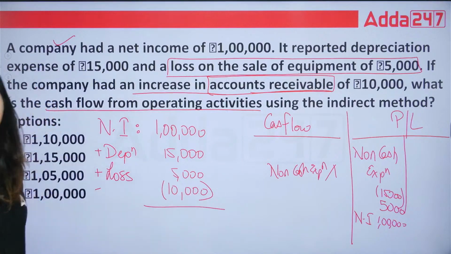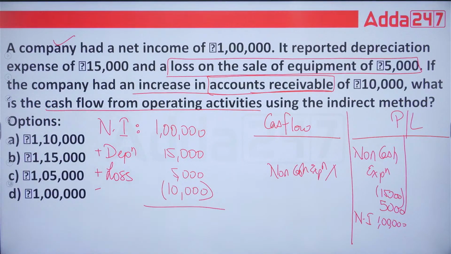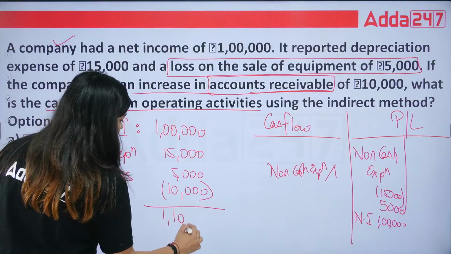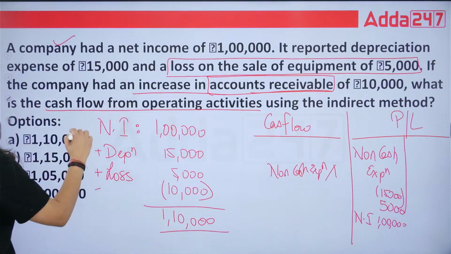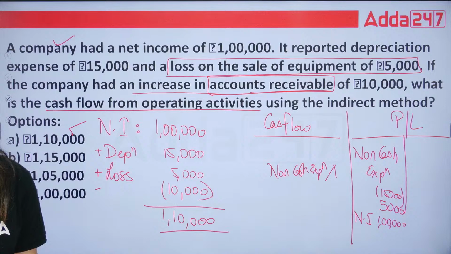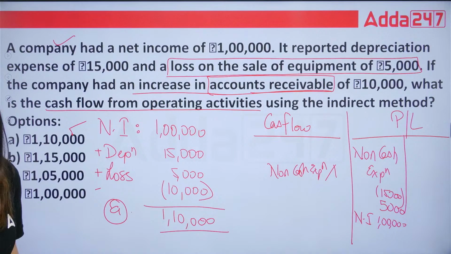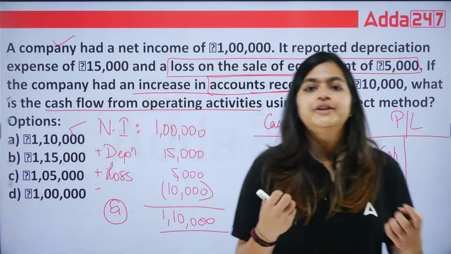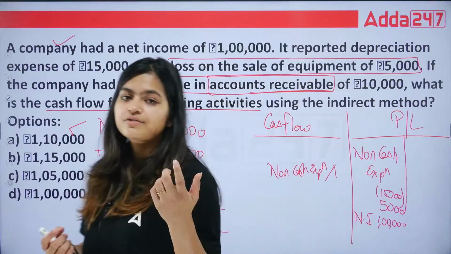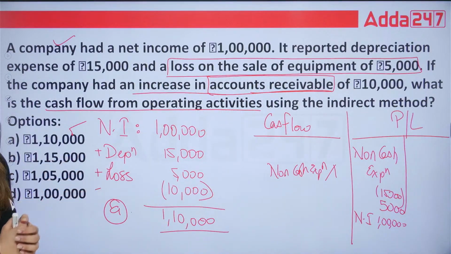Chaliye. Now what is the total amount? 1 lakh plus 15,000 plus 5,000 minus 10,000. The correct answer is 110,000. Correct answer is your 1,10,000. Your A is right answer. Okay, because accounts receivable is your operating activity. That's why we need to give the effect of this accounts receivable. Accounts receivable is your debtors.